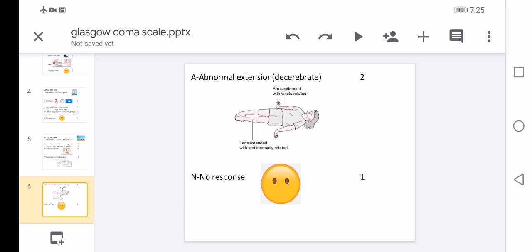Most of them will confuse decorticate and decerebrate. Remember, decerebrate has many E's: 1, 2, 3, 4, four E's are there. The word which has more E's is for extension. So it is graded as 2. You can see in the picture, your arms are extended, your wrists are rotated, and your legs are also extended with your feet internally rotated. That you can show as grade 2. And N for no response, it is 1.